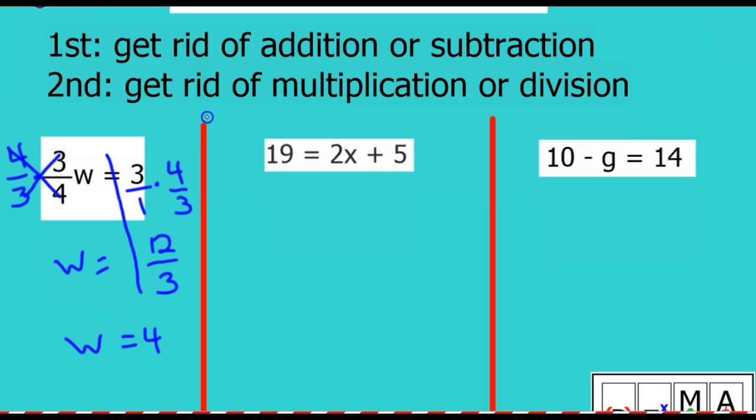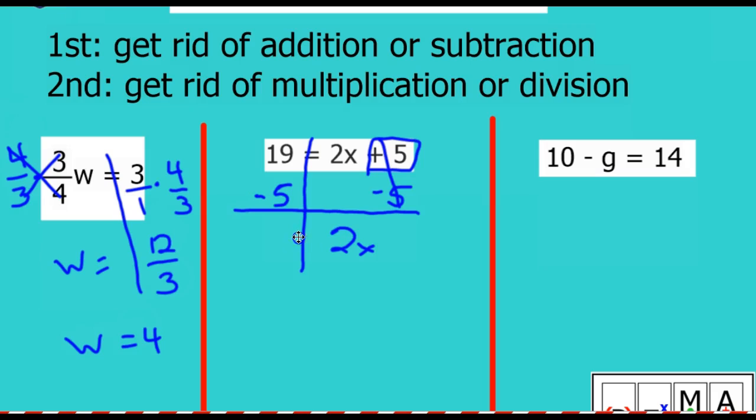Here's a two-step problem. The first thing we got to do is get rid of addition and subtraction. I see addition, a plus 5. So I need to get rid of plus 5 by subtracting, or doing the opposite. What I do on one side, I have to do to the other. So we get 2x equals 19 minus 5, which is 14.